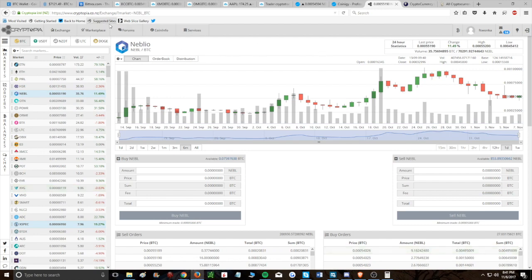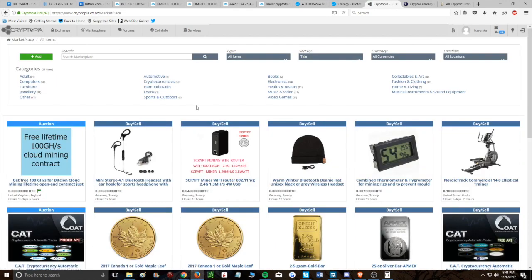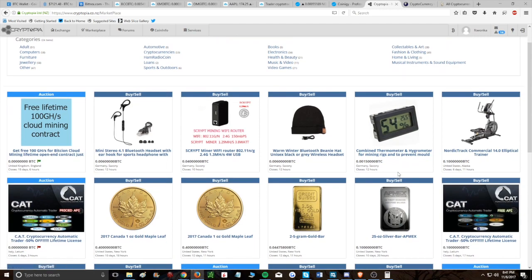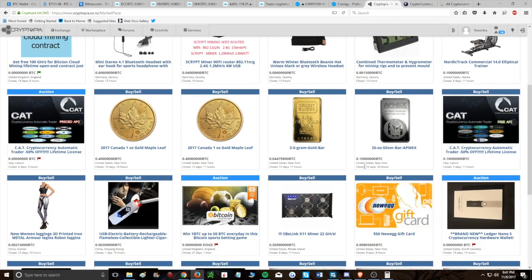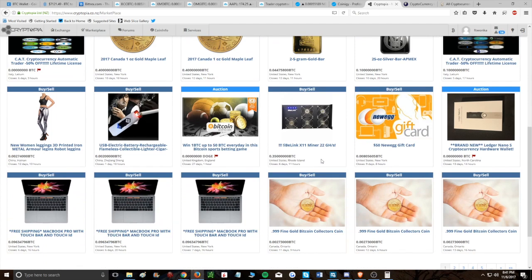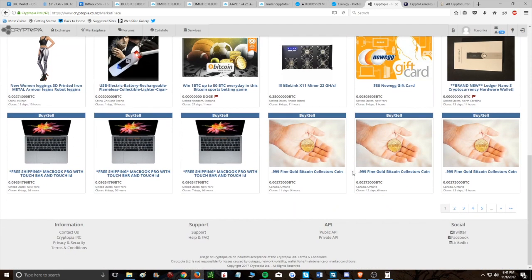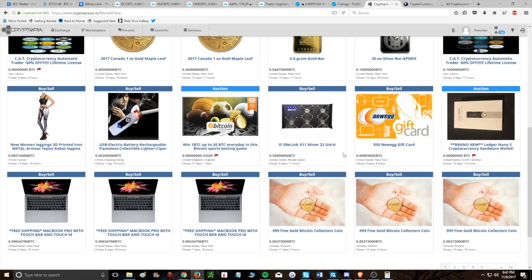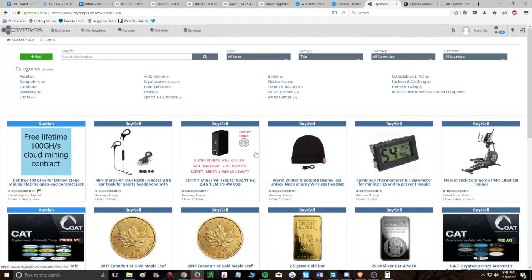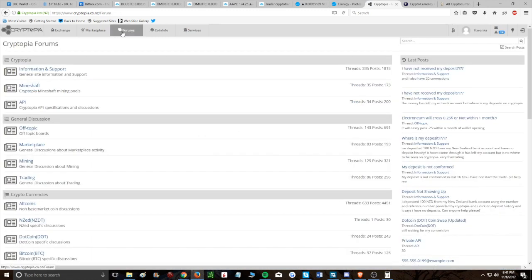But other than that, Cryptopia has its own marketplace as well. You could buy stuff in Bitcoin. I'm not sure how legit this stuff is. I wouldn't necessarily trust it, but it is kind of cool. They're kind of like their own Bitcoin Craigslist. They have a ton of different categories of stuff. They have their own forums. Again, I haven't looked through this personally, but they look fairly active.